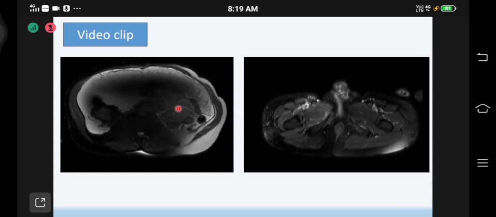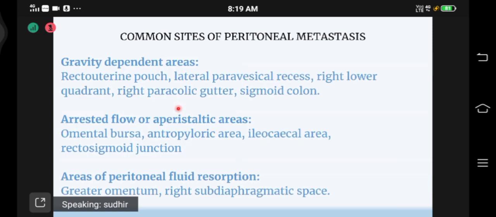I think I'm going to skip, in the interest of time, the similar ones which I have already scrolled through initially to show how we look for the screening. And the corner sites for peritoneal metastasis: gravity dependent areas, recto-uterine pouch, lateral paravesical spaces, right lower quadrant, right paracolic gutter and sigmoid colon, and the places where there is arrested flow or aperistalsis, like omentum, antropyloric area, ileus, cecal area or rectosigmoid junction. Or it could be areas of peritoneal fluid resorption like greater omentum and right subdiaphragmatic space.